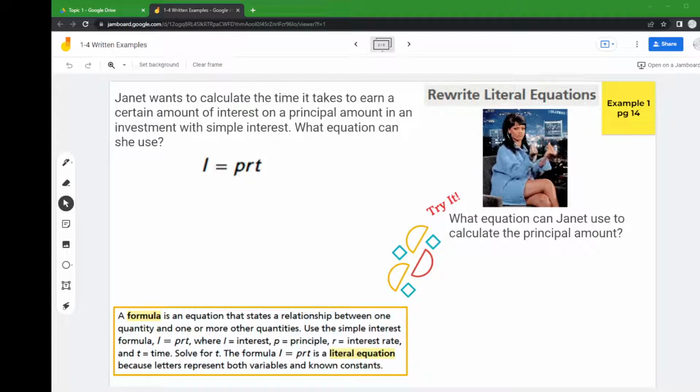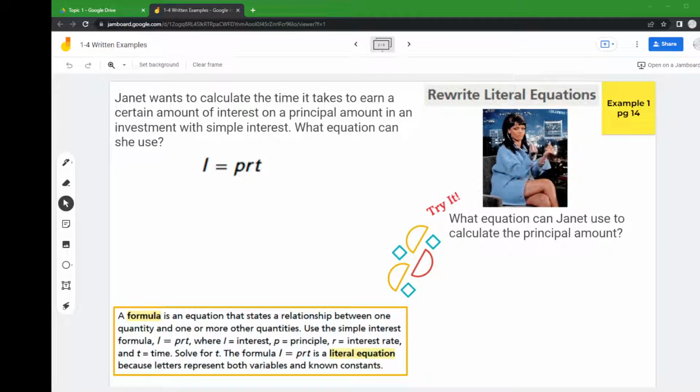Alright, so a literal equation is essentially just an equation that has variables in it. In this case we have a formula, which is a type of literal equation, in which we often know what the values of the variables are. Formula and a literal equation are essentially the same thing.